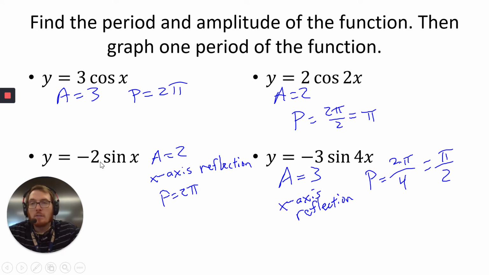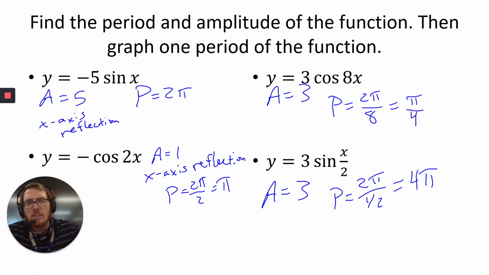This one here, negative 2 sine x, the amplitude, remember, is 2. The amplitude is the absolute value, essentially, of the a value. It has an x-axis reflection, and the period is still 2 pi because there's no number in front of the x. And for this last one here, the amplitude is 3. It has an x-axis reflection, which means it flips over. And then the period should be 2 pi divided by 4 because there's a 4 here in front of the x, which would be pi over 2.